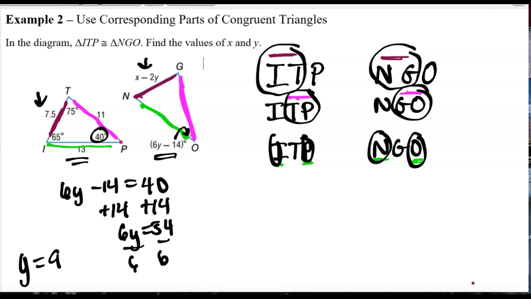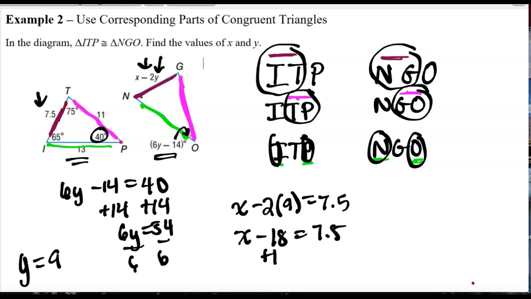So that helps me in the other part, because now I know that this number is just 9, so I can replace it, and that is going to be equal to 7.5. So we would get x minus 18 is equal to 7.5. Add 18 to both sides, and we get x is equal to 25.5.